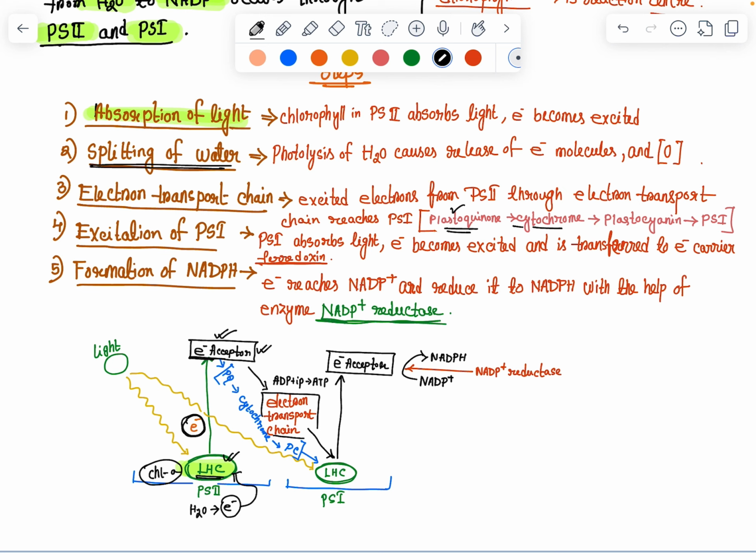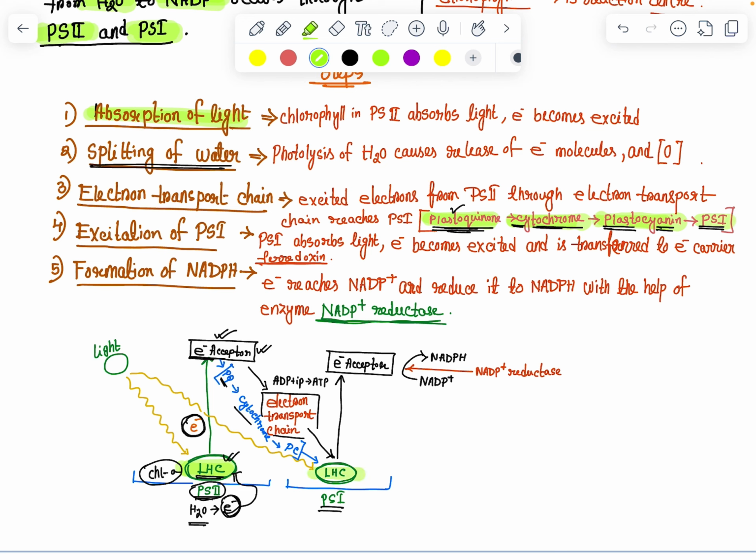The first carrier is plastoquinone. The short form is PQ, and I have written the full form here, plastoquinone. Then it will be transferred to the cytochrome complex, then to plastocyanin, and at last it will reach PS1. So this is how the electron is transferred from PS2 to PS1. The electron comes from the water, enters PS2, and then the carriers, first plastoquinone, then cytochrome and then plastocyanin, carry the electron to PS1.